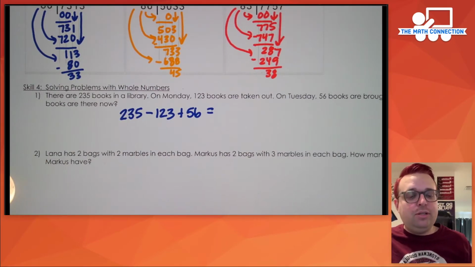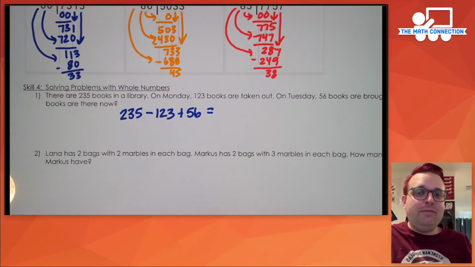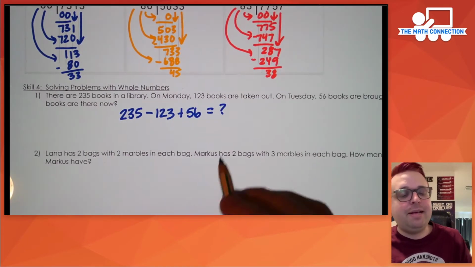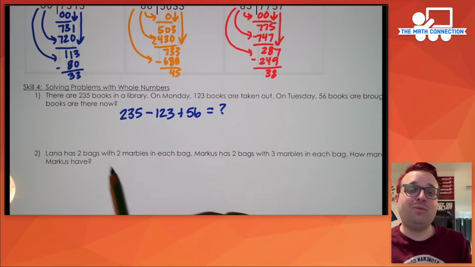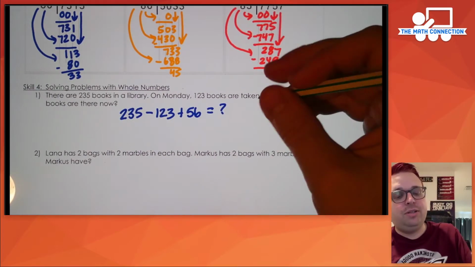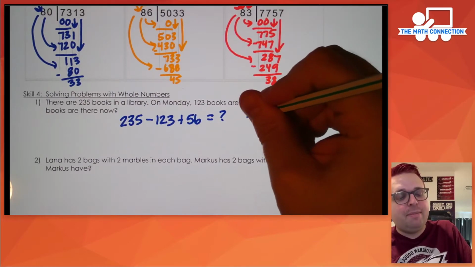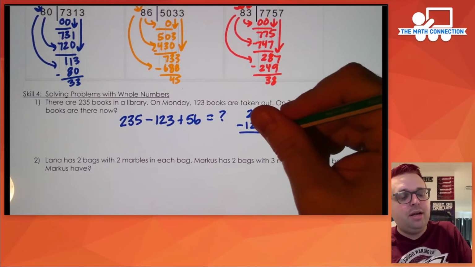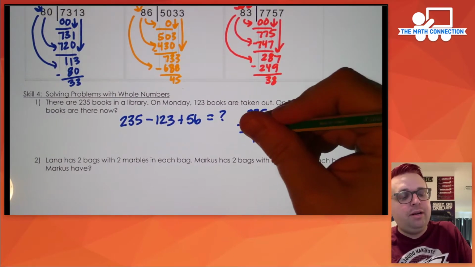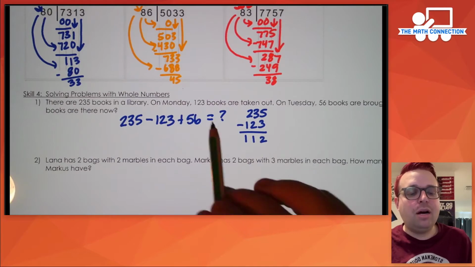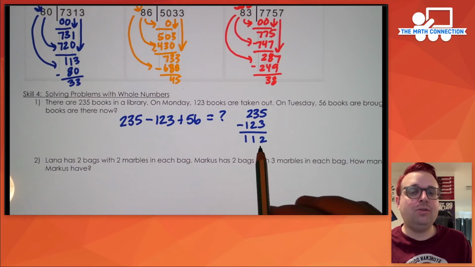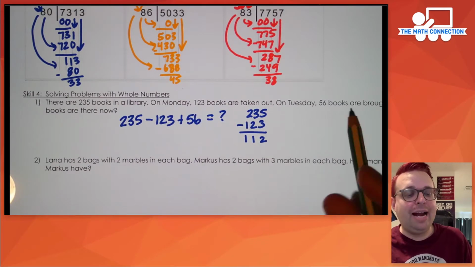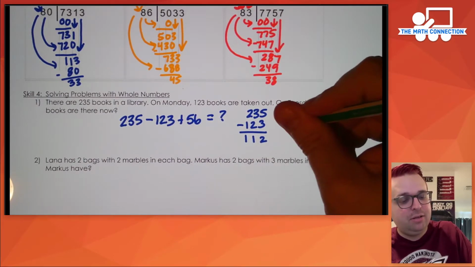So you can just do this using the ways that we've shown before. This is basically what a numerical version of this word problem is. And so what we do is we can do it step by step. We can do 235, take away 123 first. That would be 2, 1, and 1. So after the 123 are taken out, there's 112 left. Then the next step would be to take the 112 and add 56 back to it.